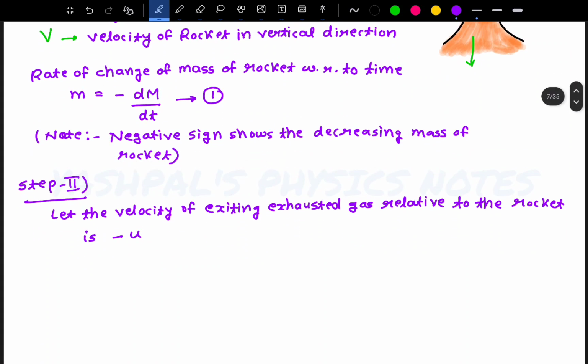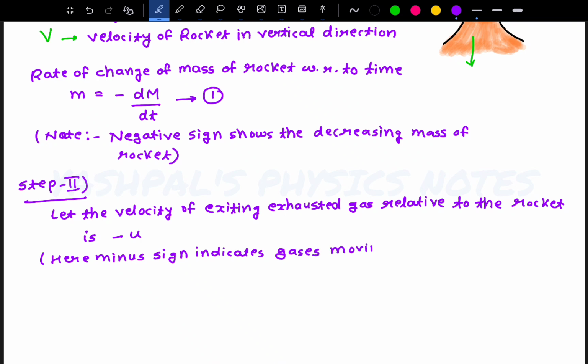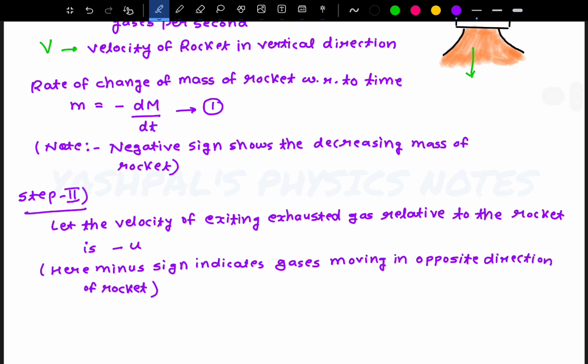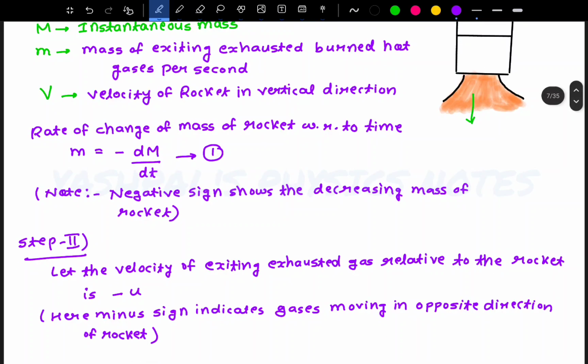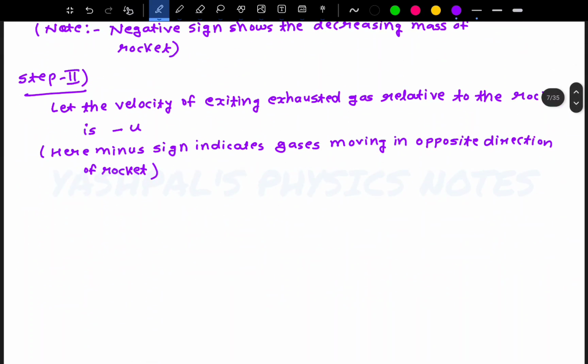So here I can write in the note format, here minus sign indicates gases moving in opposite direction of rocket. We have considered that rocket is moving in upward direction with velocity capital V, which we are going to derive in our next steps.